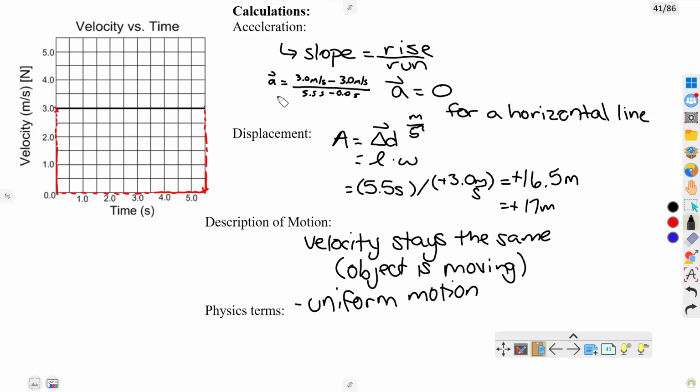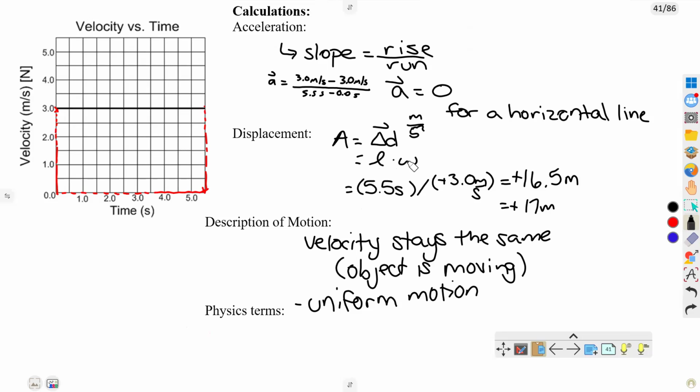Starting off here, we're being asked to calculate the acceleration of this graph. Well, the final velocity is 3 meters per second north. The initial velocity is 3 meters per second north. We're looking at a 5-second interval. So 3 meters per second minus 3 meters per second is 0. 5 minus 0 is 5, but 0 over 5 is going to be 0. So we have no acceleration for this horizontal line.